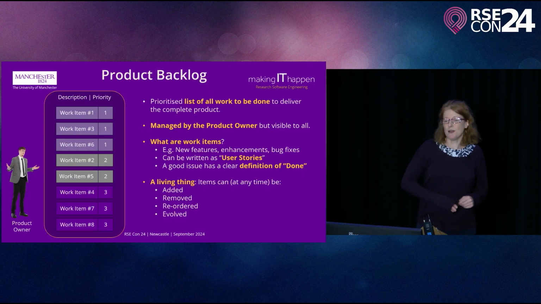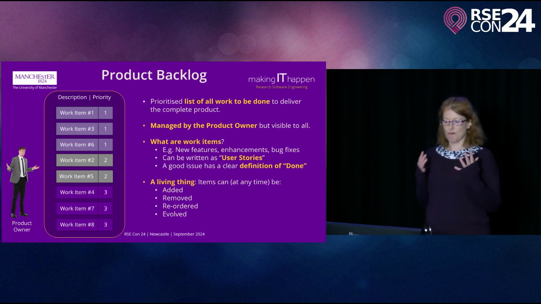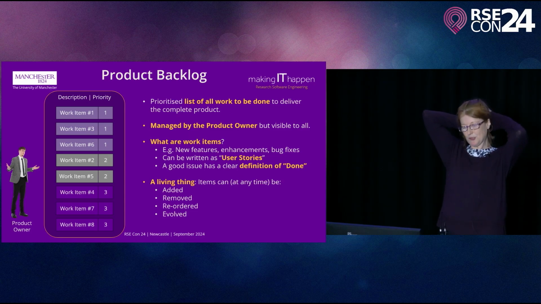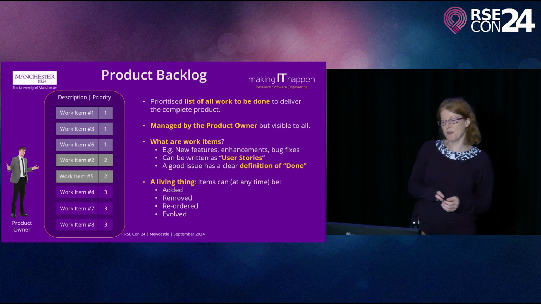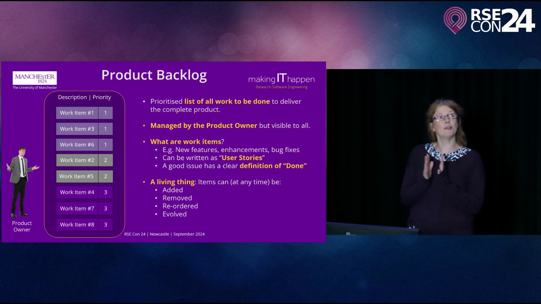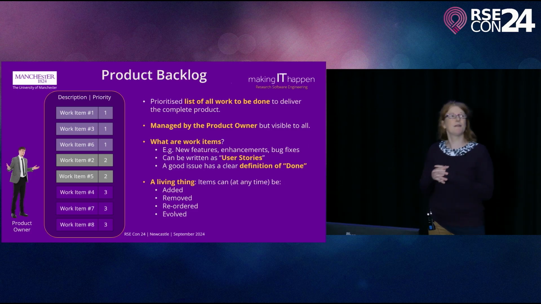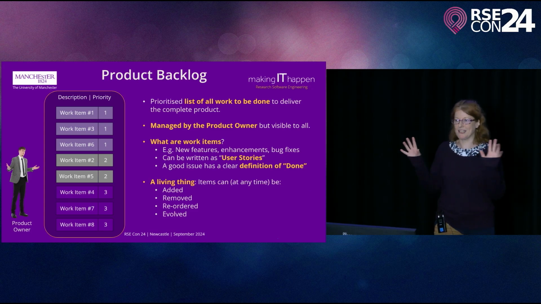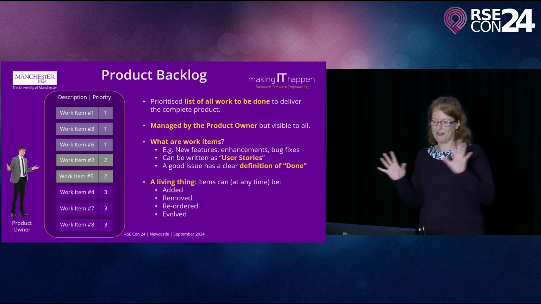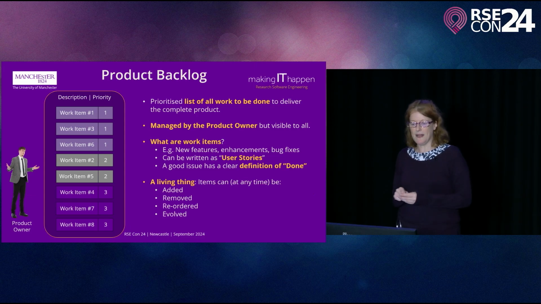Okay, so some of the actual Scrum objects I'll talk you through now. Well, I'll talk you through the 2 main ones. So the product backlog. The product backlog is a prioritised list of all the work to be done to deliver the complete product. It's owned by the product owner, but everyone can see it. Like everything in Scrum, all of the artifacts and the meetings, everyone gets to see what's going on.